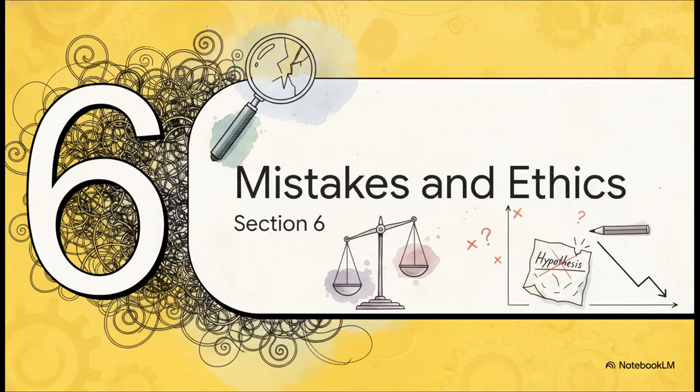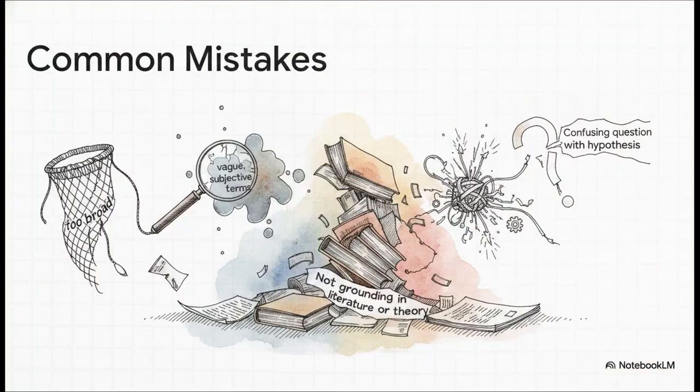Finally, we reach Section 6, Common Mistakes and Ethics. Consider this our quality control phase. Let's run through a rapid-fire list of the most frequent errors that can utterly derail a study before it even gets off the ground. First, making the hypothesis too broad. Saying education improves society is impossible to actually test.